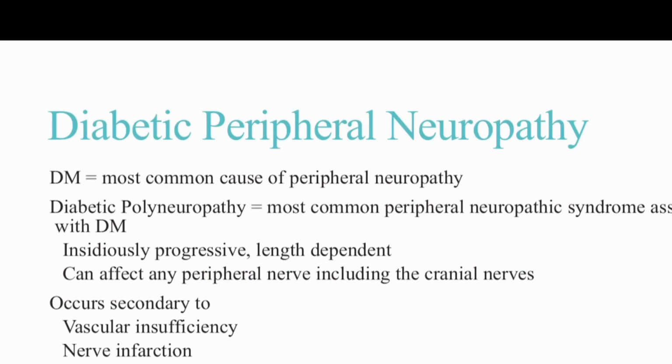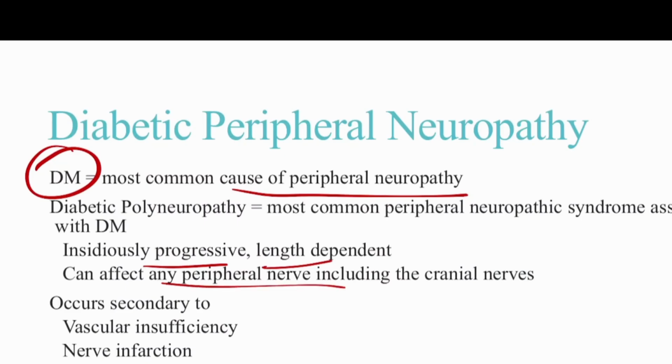Diabetic peripheral neuropathy, most common cause of a peripheral neuropathy is due to diabetes. Insidiously progressive, length dependent, can affect any peripheral nerve, including your cranial nerves. Occurs secondary to vascular insufficiency, nerve infarct, associated with hyperglycemia.